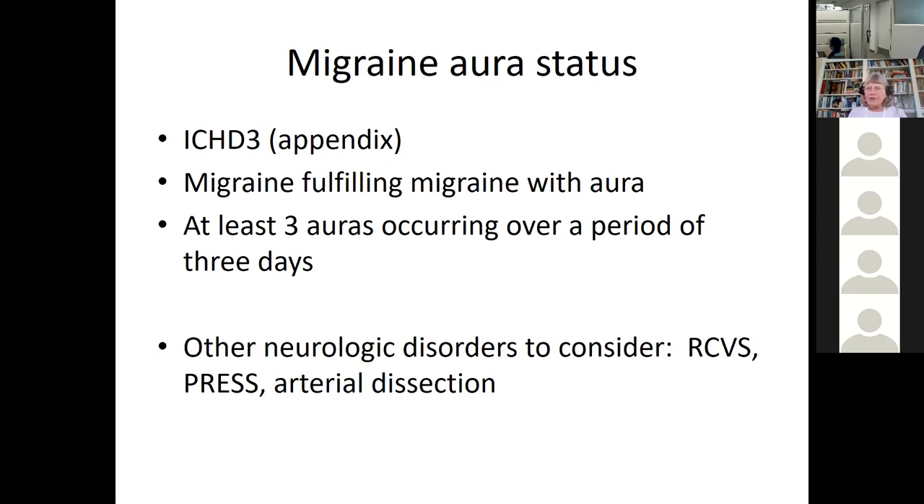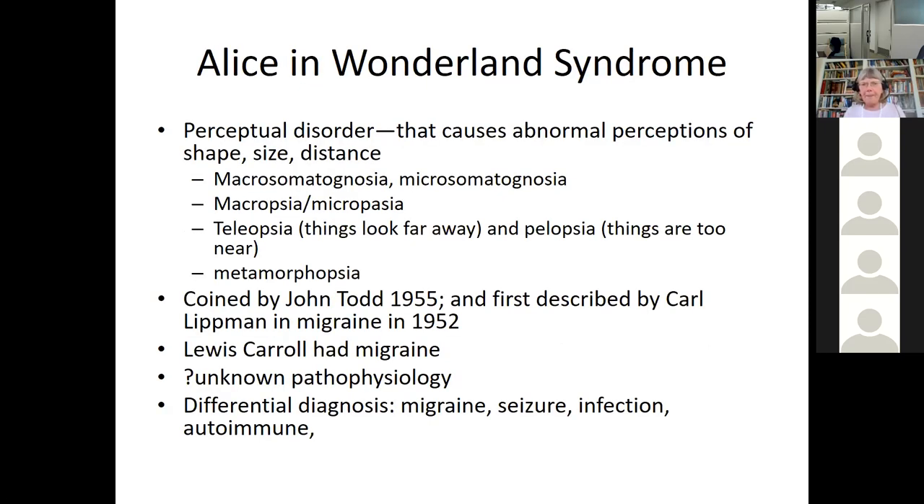Now these also are not common, they're very rare, and you've absolutely got to think about other conditions that could be causing it, like RCVS, PRES, dissection, some structural lesion, and you really do need to image these people who have migraine aura status. Well, a very interesting phenomenon is Alice in Wonderland syndrome.